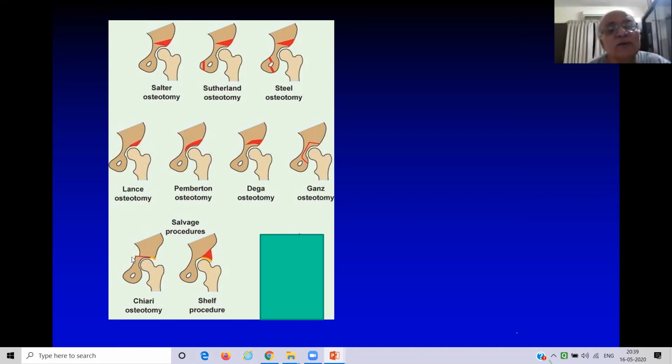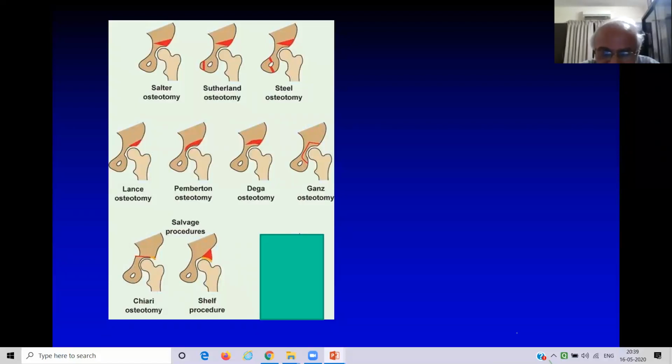Then Chiari is the medial displacement, pericapsular osteotomy. Medial displacement can be done in older children. It is a shelf operation, but it is a salvage operation. It will require a total hip after some time. And last is the shelf operation, the Staheli operation, which I told you. It's a salvage operation. It is pericapsular, putting a corticocancellous graft on the superior part of the acetabulum, trying to think that it will form a shelf, but it's not a very good operation. So these are the osteotomies around the acetabulum.